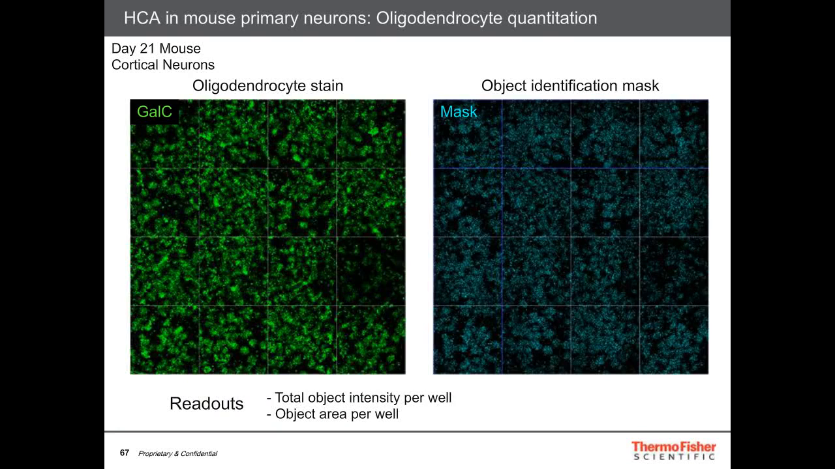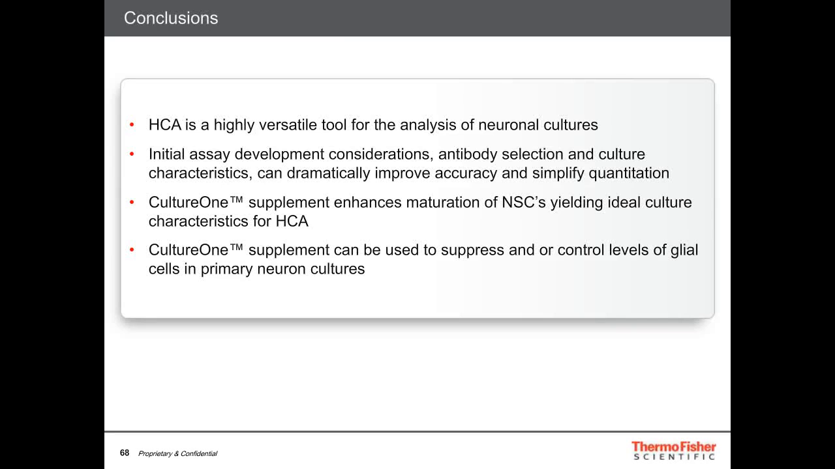And here it's kind of the same story for the oligodendrocytes. If you start CultureOne treatment at day 0, you can get complete suppression of your oligodendrocytes, and then if you delay the treatment, you get increasing amounts.